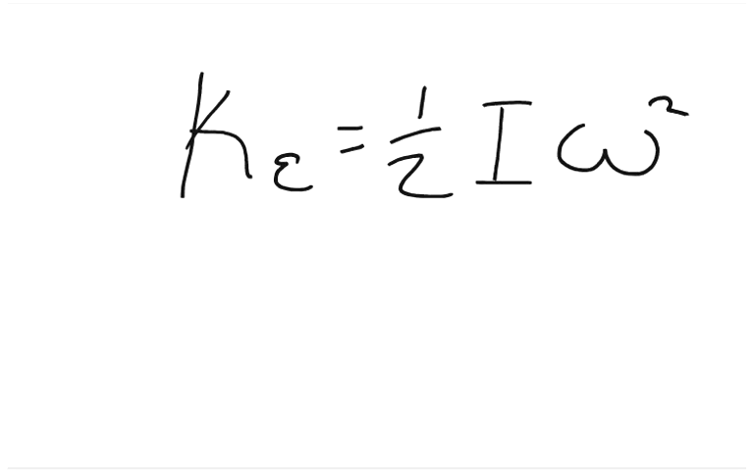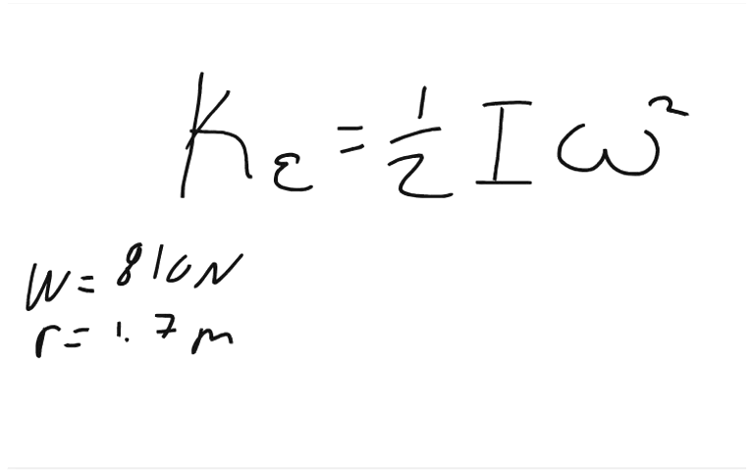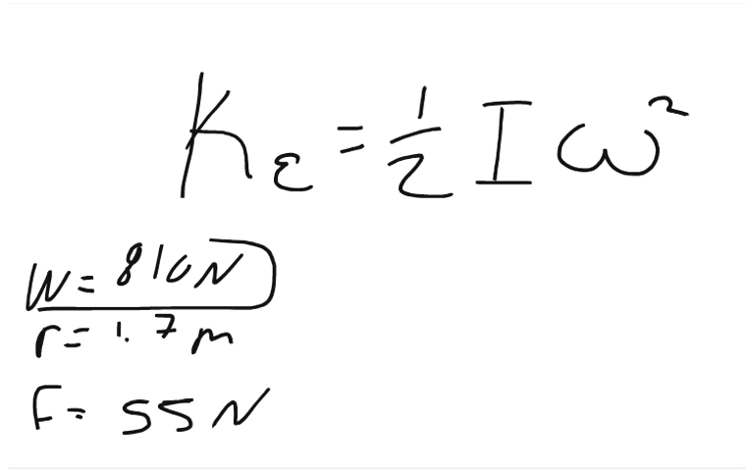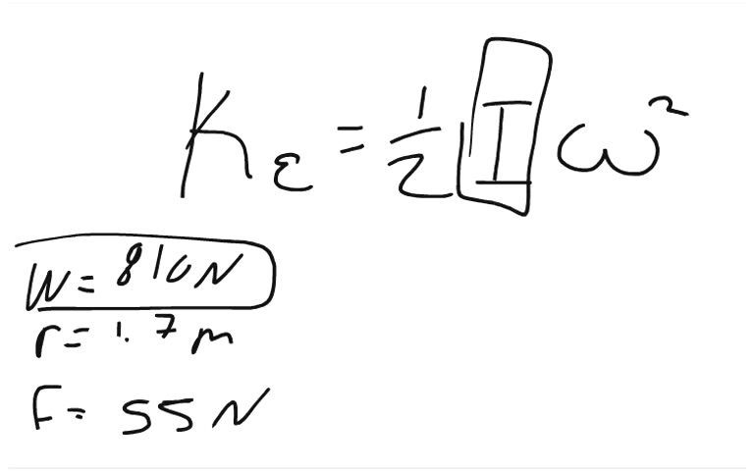So what we have is the weight of the merry-go-round, 810 newtons. Its radius is 1.7 meters, and it's got a force equal to 55 newtons being applied to it. So what we need to do is take the weight and come up with a mass. So we divide 810 by 9.8.